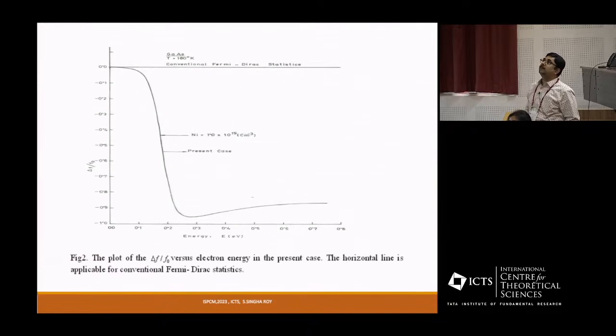Another is the relative Fermi function del F by F0, where del F is the difference between the degenerate Fermi function and the conventional Fermi function. Initially it is 0, then it decreases to a minimum value at some point, then increases slowly with energy, and at higher values Fs approaches F0, the conventional one.